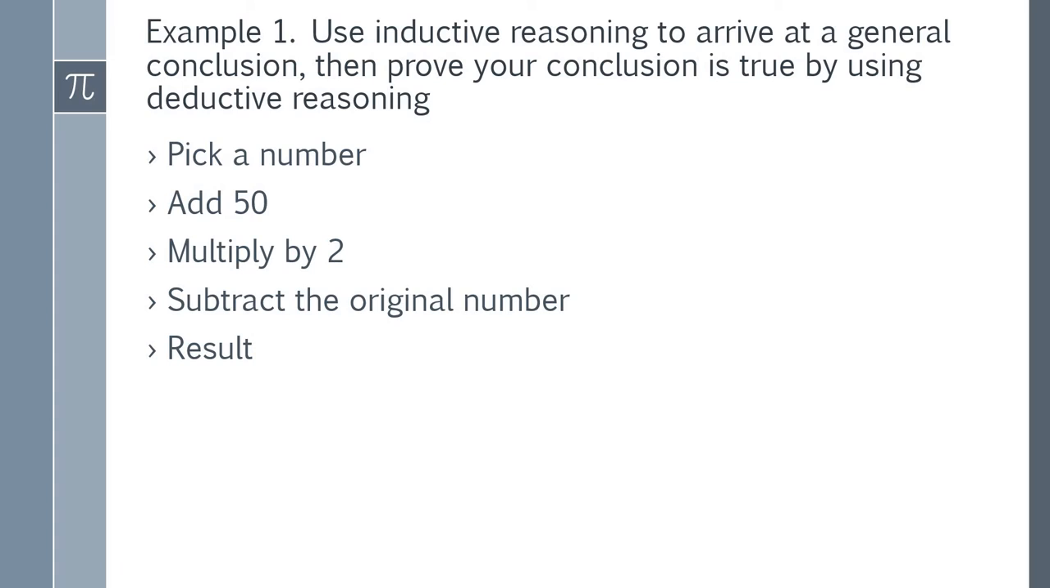So our first example, in the process, you are going to use inductive reasoning to arrive at a general conclusion. Then you prove the conclusion if it is true by using deductive reasoning. So this is our given. First is to pick a number. So picking a number, then you add 50, then multiply by 2, subtract the original number, and then get the result.